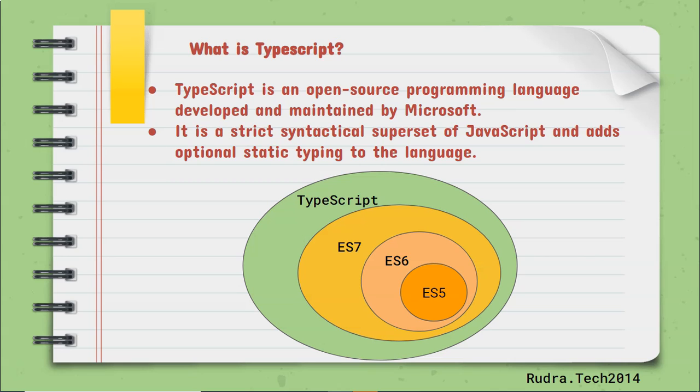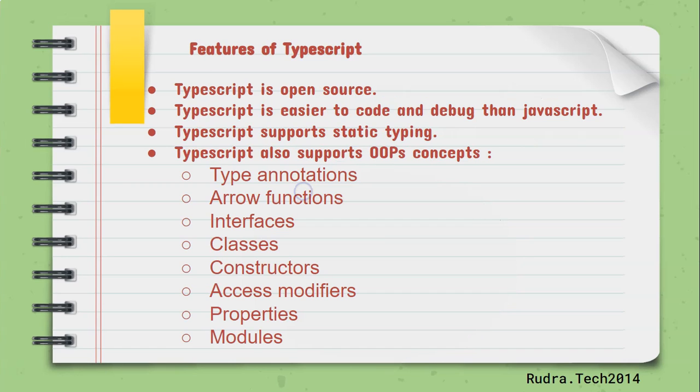So here in this image you can see we have ES5, ES6, ES7, that is the different versions of JavaScript, and over the top we have TypeScript. So it includes all the features of JavaScript and allows us to add few more of its own features, and that's what makes it a more powerful programming language for front end. And TypeScript has many features and I have listed down few of them.